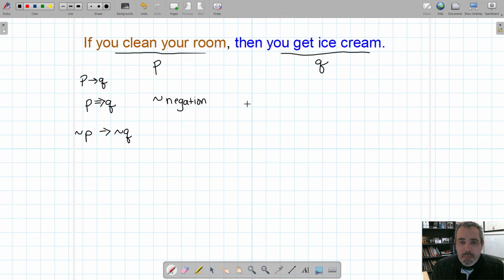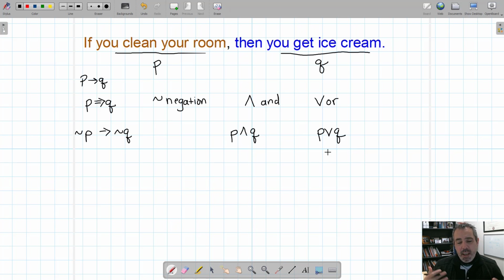Another two symbols that we are going to see are the symbol for and and the symbol for or. When I'm writing sentences then, I could have P and Q: you clean your room and you get ice cream. P or Q: you clean your room or you get ice cream. Notice I did not say if in either of those two. These are just two separate statements. They could both be true, they could both be false.